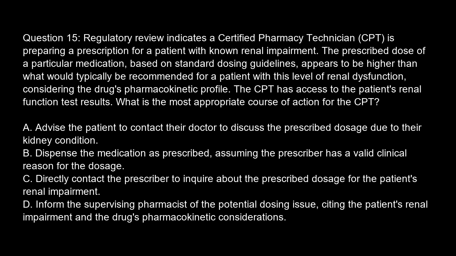Option A. Advise the patient to contact their doctor to discuss the prescribed dosage due to their kidney condition. Option B. Dispense the medication as prescribed, assuming the prescriber has a valid clinical reason for the dosage. Option C. Directly contact the prescriber to inquire about the prescribed dosage for the patient's renal impairment. Option D. Inform the supervising pharmacist of the potential dosing issue, citing the patient's renal impairment and the drug's pharmacokinetic considerations.